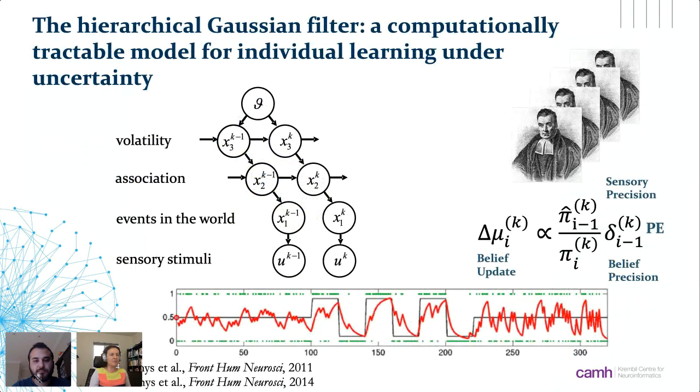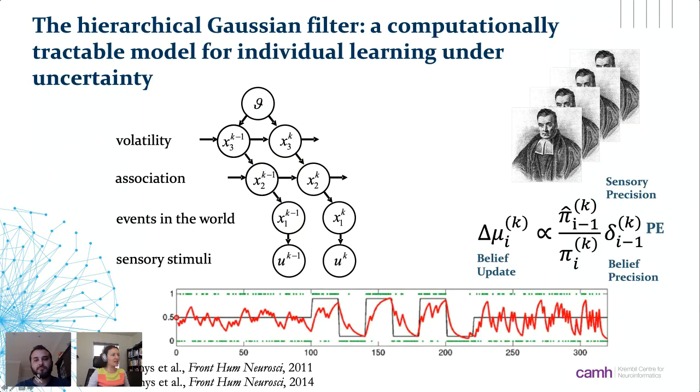So this is an example of a graphical representation of this generic model that proposes that events in the world are caused by a state that governs the association strength that determines how frequently these events occur. And that association strength is determined by the volatility or the context in which that association strength is deemed to be true. So an example is here below.